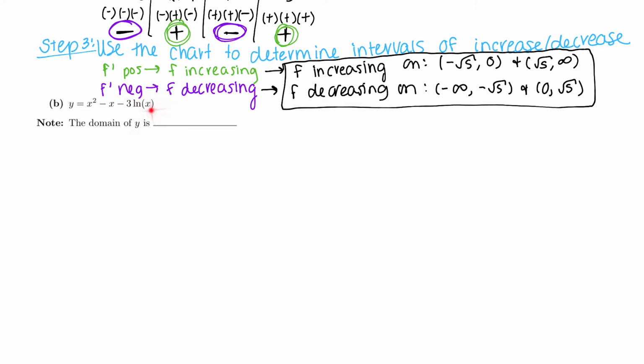So the domain of this ln x part restricts the domain of the entire function. And the domain is from 0 to infinity. And that's because we don't include 0, because you can't plug 0 into ln, and then it has to be positive.